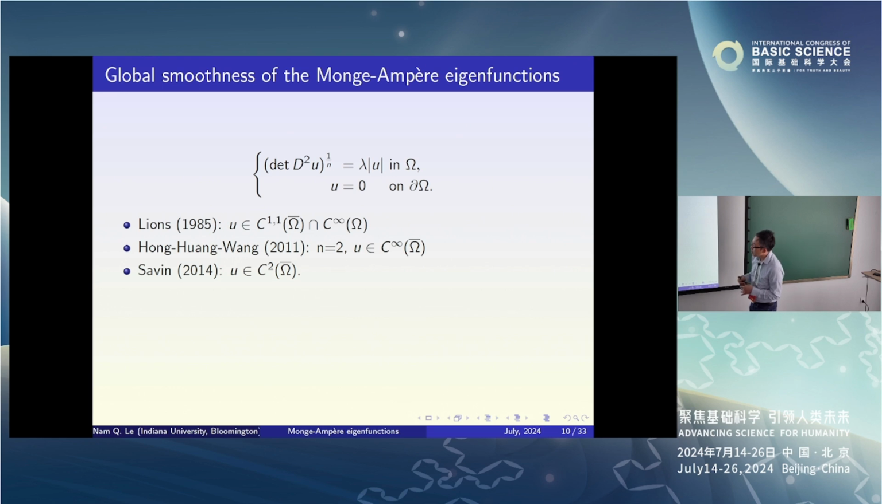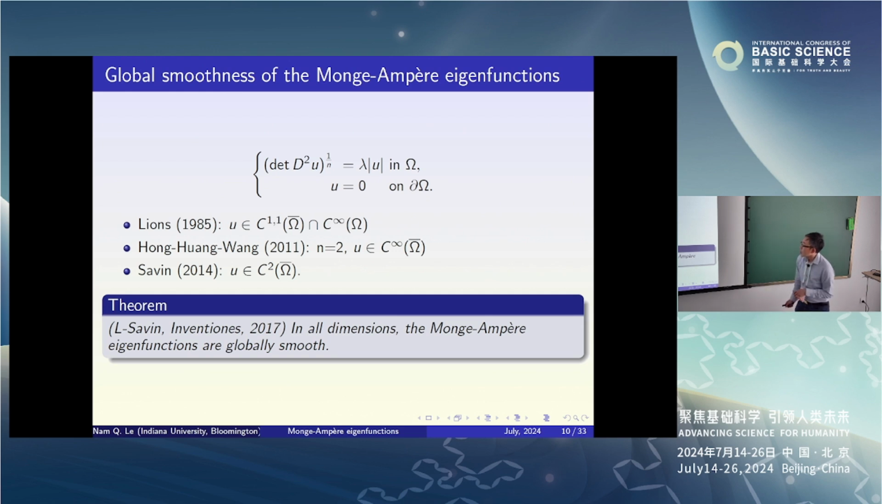And then there was a big result by Savin a few years later. He improved the result of Lions from C11 to C2. Although it looks like you only improve the Hessian from being bounded to being continuous, that's a very important result because it lays out a lot of ingredients and arguments for later work. So I will mention his result briefly later on, but I will not say how to prove it. It's quite involved and delicate.